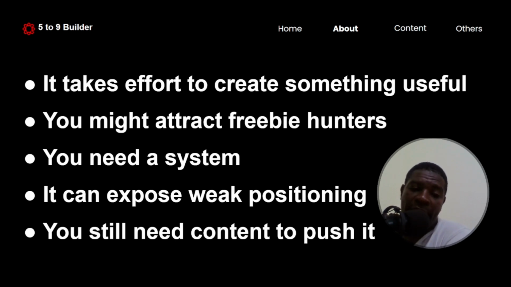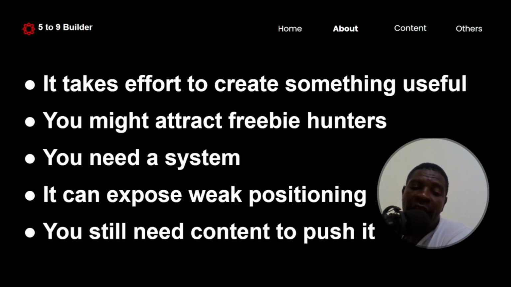Okay, all right. Then it can expose you. It can expose weak positioning. Now, one thing about this is that if you don't pick the right lead magnet, people will see how weak you are within the niche. You understand? So before you do this, you really have to do better research, or a more in-depth study of your niche before you pick one and then go with it.